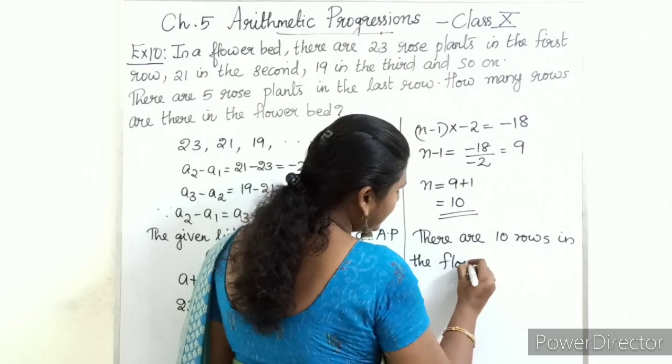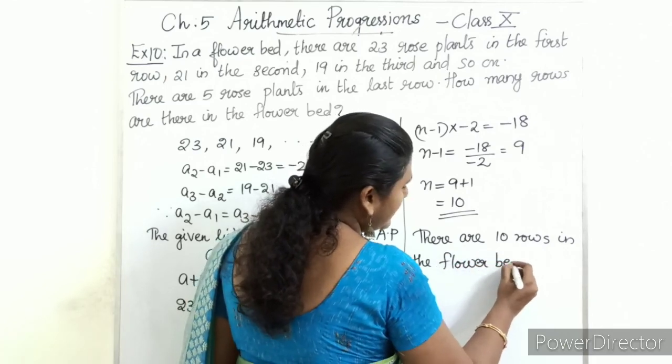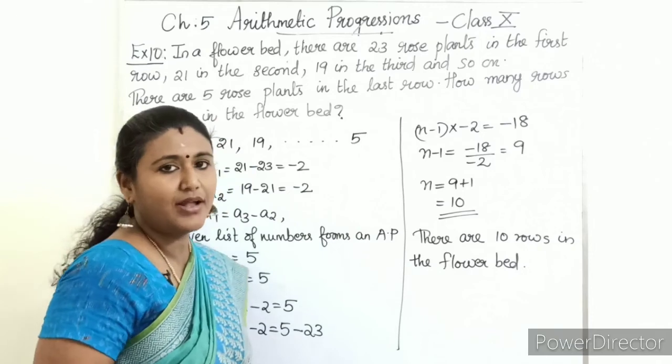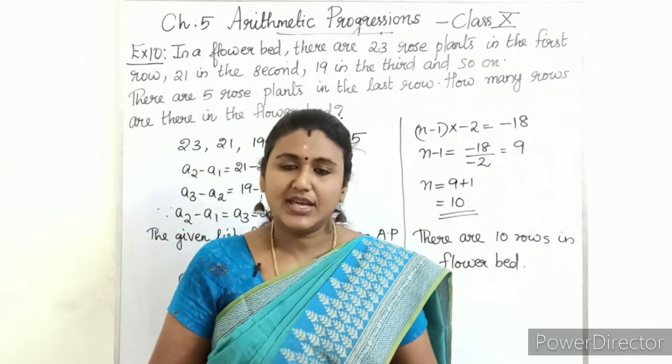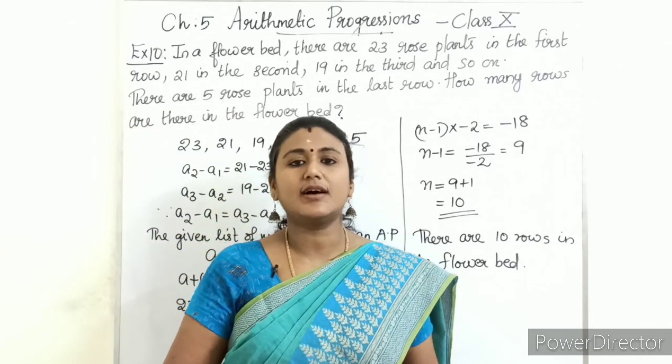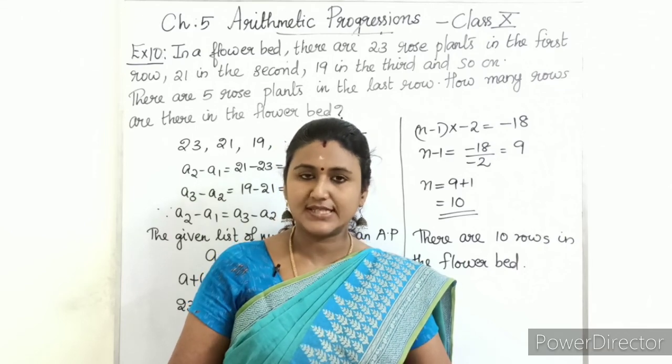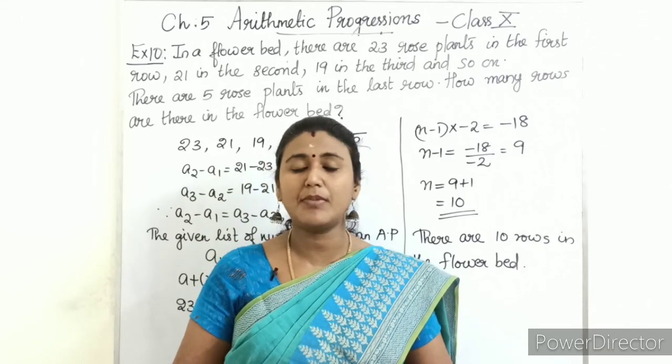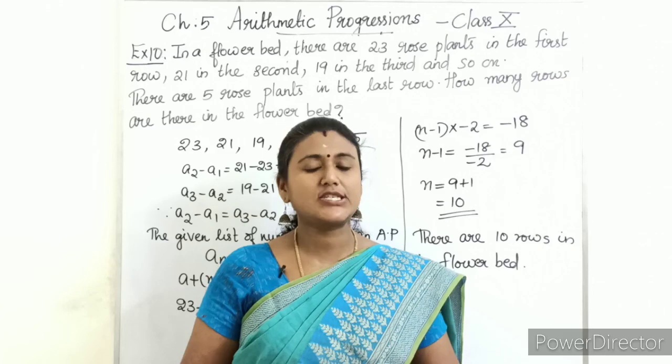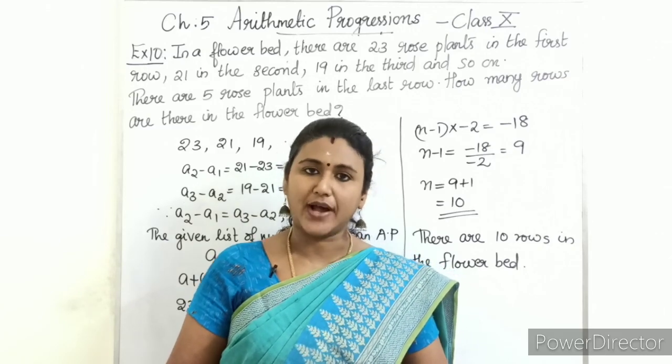Okay, so this is how you have to do this. There are 10 rows in the flower bed. So today we have completed the nth term of an AP. The formula we have seen, and we have seen a few example questions also. In the next video we will learn exercise 5.2.